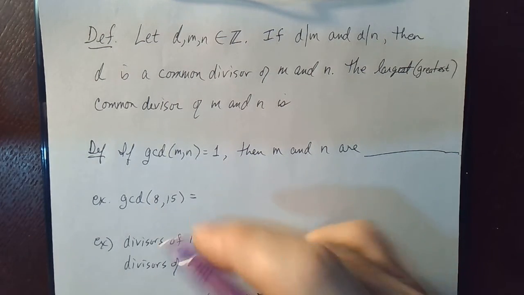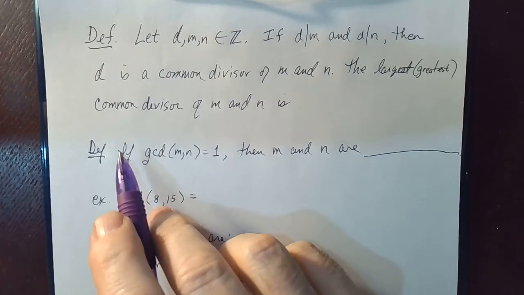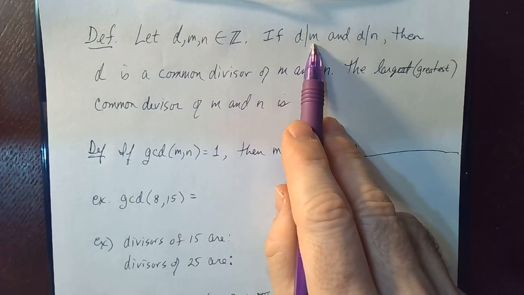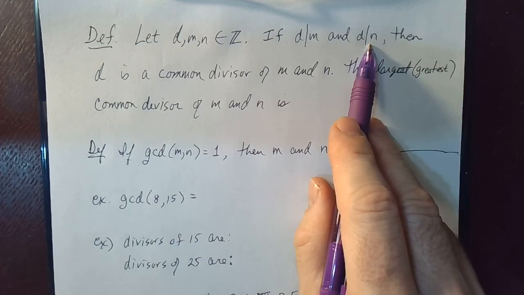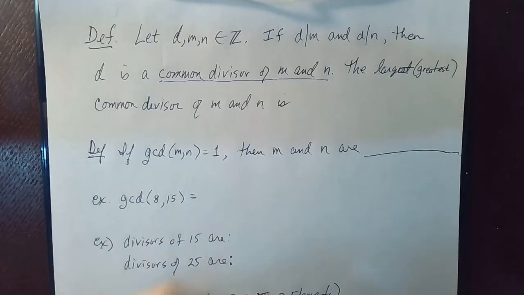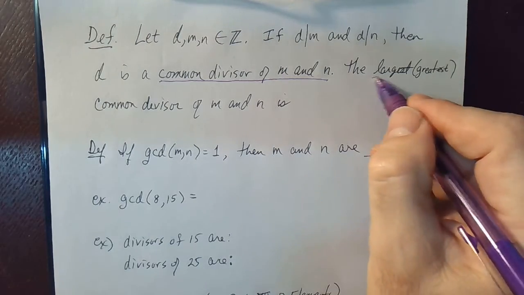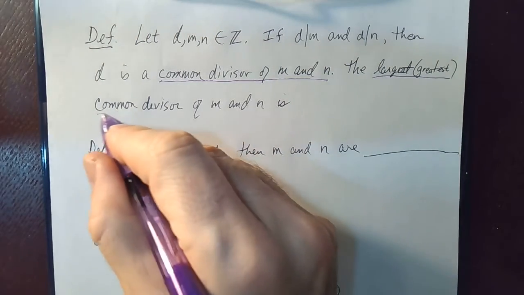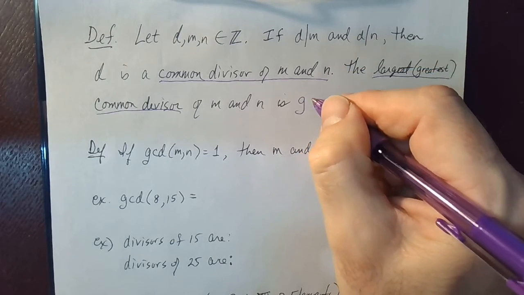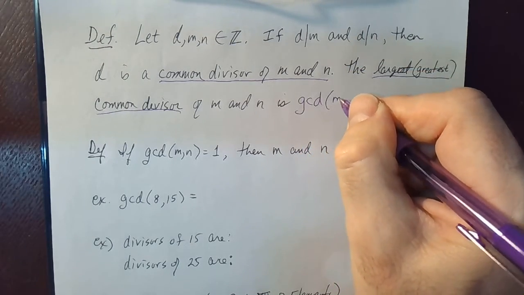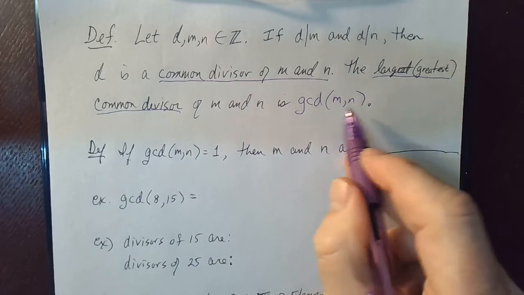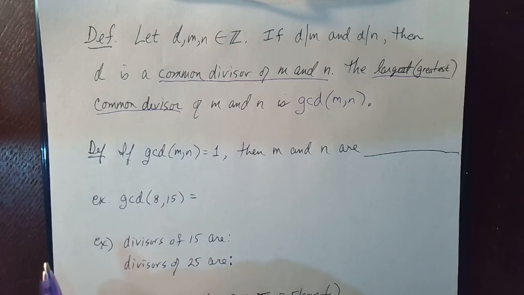Suppose now that d, m, and n are integers. If the number d divides m and d also divides n, then d would be a common divisor of both m and n. The largest or greatest common divisor of m and n is denoted GCD of m and n, the greatest common divisor of the two integers m and n.